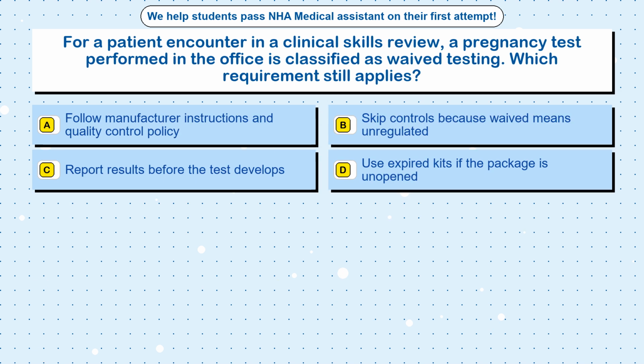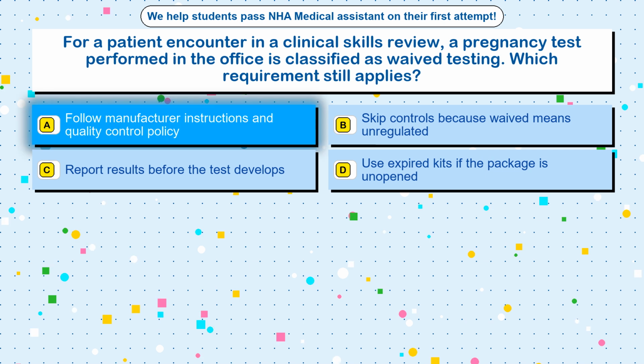Question 21. For a patient encounter in a clinical skills review, a pregnancy test performed in the office is classified as waived testing. Which requirement still applies? Option A. Follow manufacturer instructions and quality control policy. Option B. Skip controls because waived means unregulated. Option C. Report results before the test develops. Option D. Use expired kits if the package is unopened. The correct answer is option A.